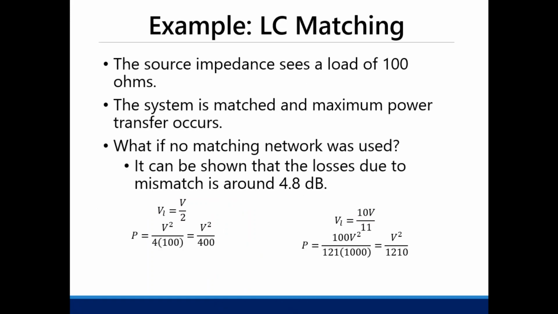So your source impedance sees a load of 100 ohms, and now your network is at maximum power transfer. If there was no matching network used, there is a loss due to mismatch of around 4.8 decibels, and that's actually very large. Less than half of the power that you're transmitting is being received by the load.